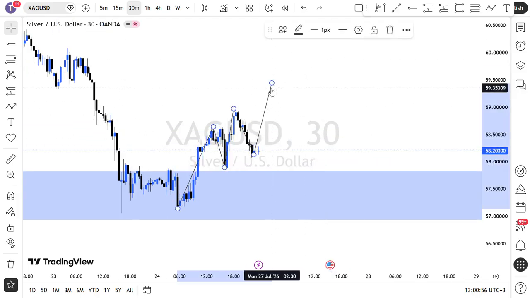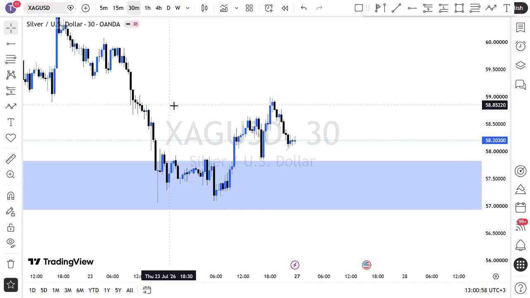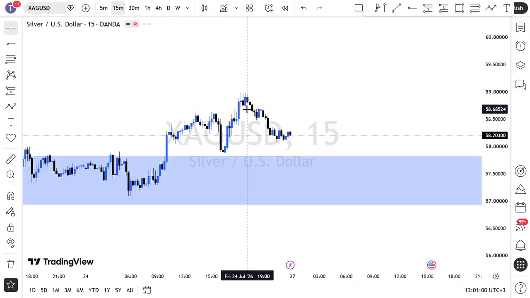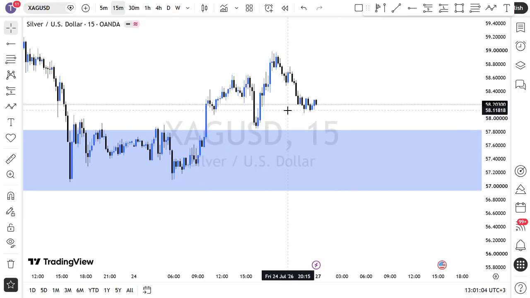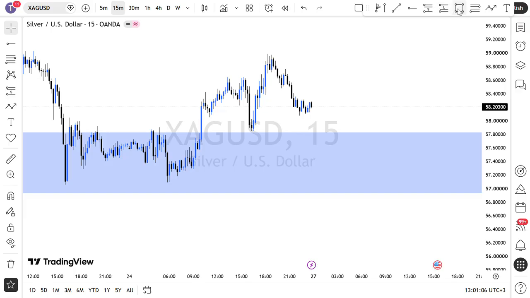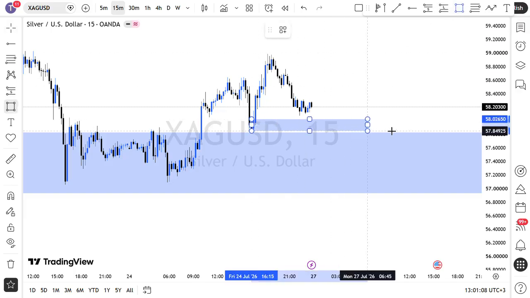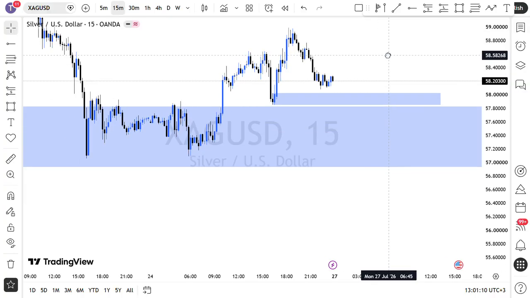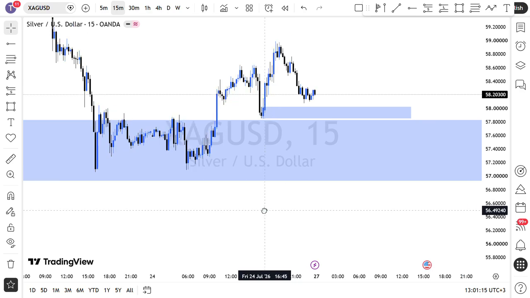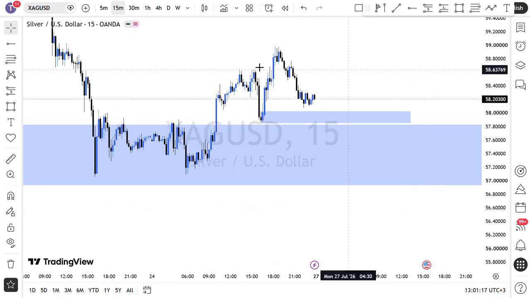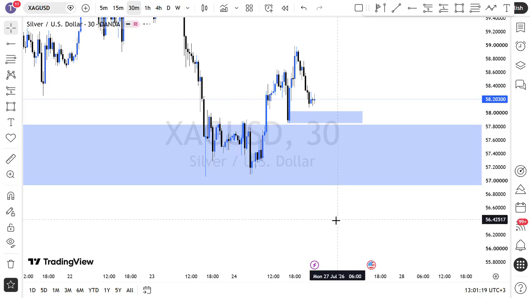So already price is reacting from this area, and we are supposed to be looking for those buys to the upside. If price will be looking to come even lower, I want to see price respecting this low here, and then we take our buys to the upside. Or if price will be having that deep retracement into these areas, once again, we look for our buys from that area to the upside.